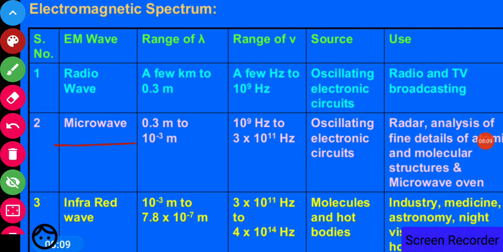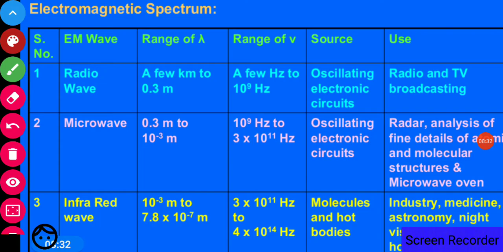Now microwave: the wavelength range is 0.3 meter to 10 raised to power minus 3 meter. The frequency range is 10 raised to power 9 hertz to 3 into 10 raised to power 11 hertz. It is again produced by oscillating electronic circuits. It is used in radar, analysis of fine details of atomic and molecular structures, and microwave ovens.